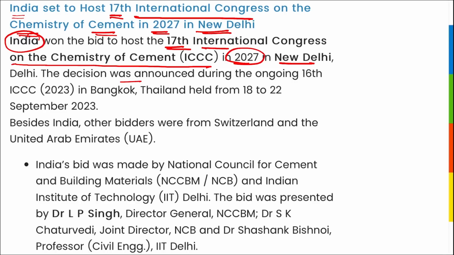The decision was announced during the ongoing 16th ICCC in Bangkok, Thailand, held from 18 to 22nd of September. Besides India, other bidders were Switzerland and UAE. And recently India has won the bid to host the 17th edition of the International Congress on the Chemistry of Cement, which will be held in 2027 in New Delhi.